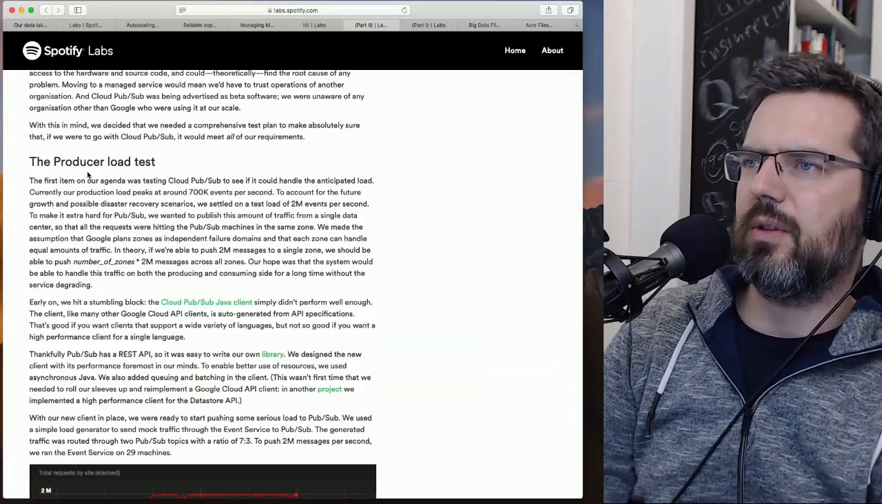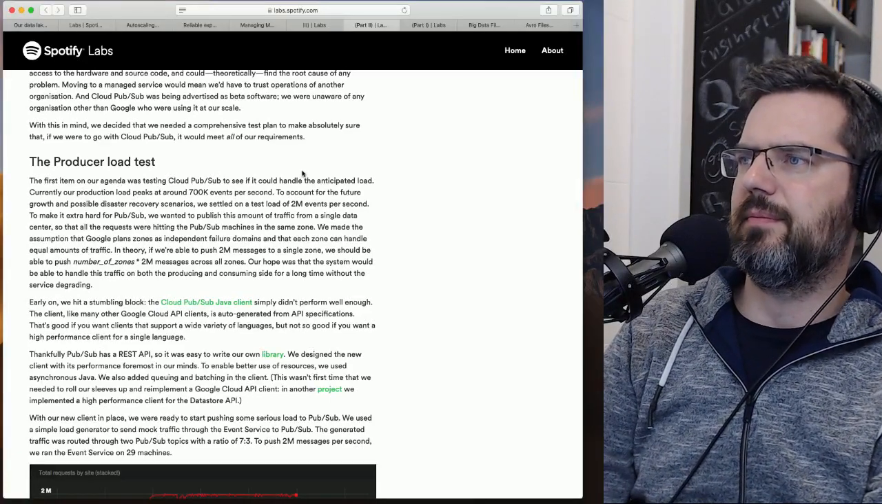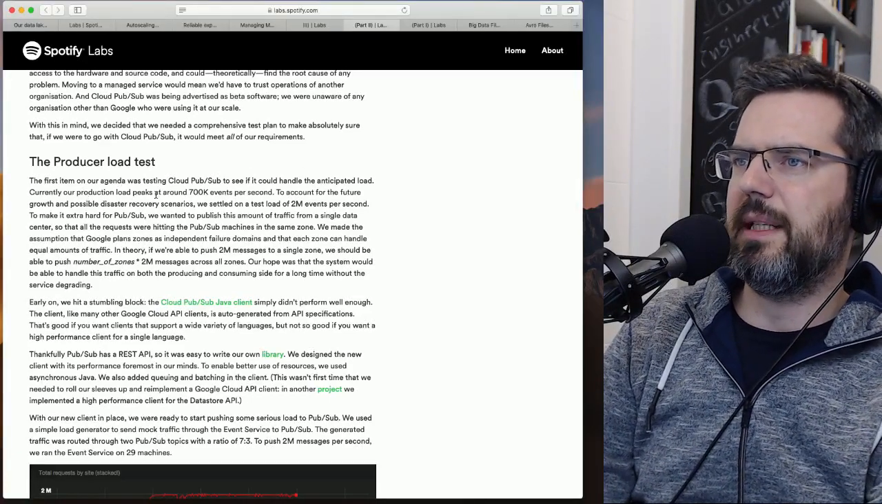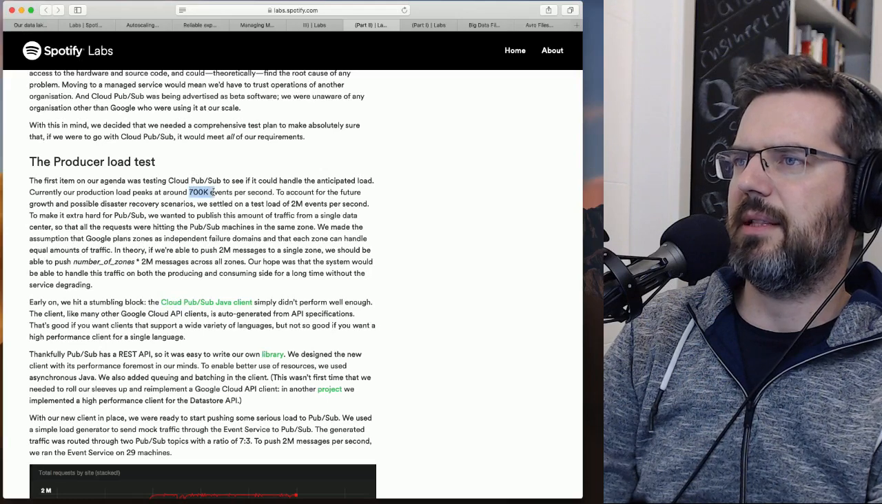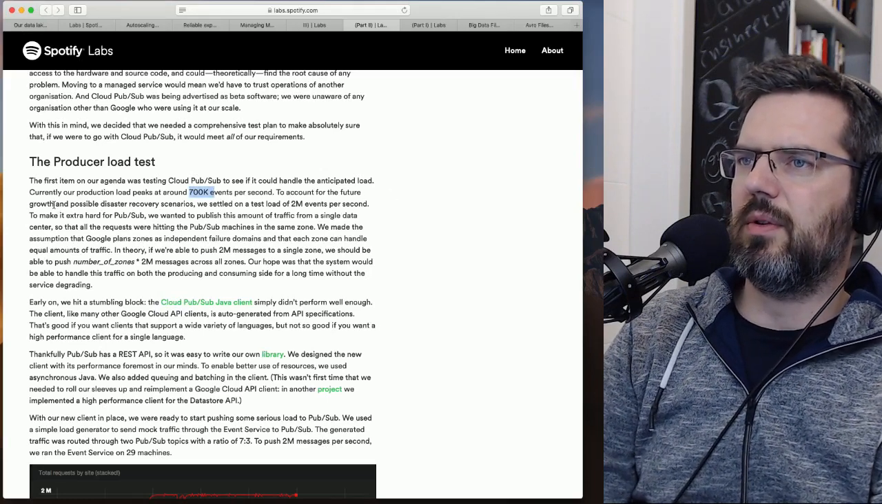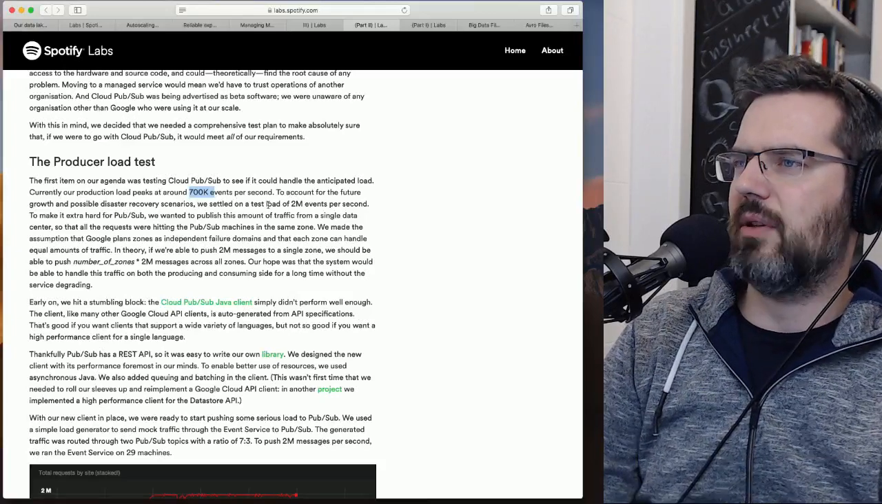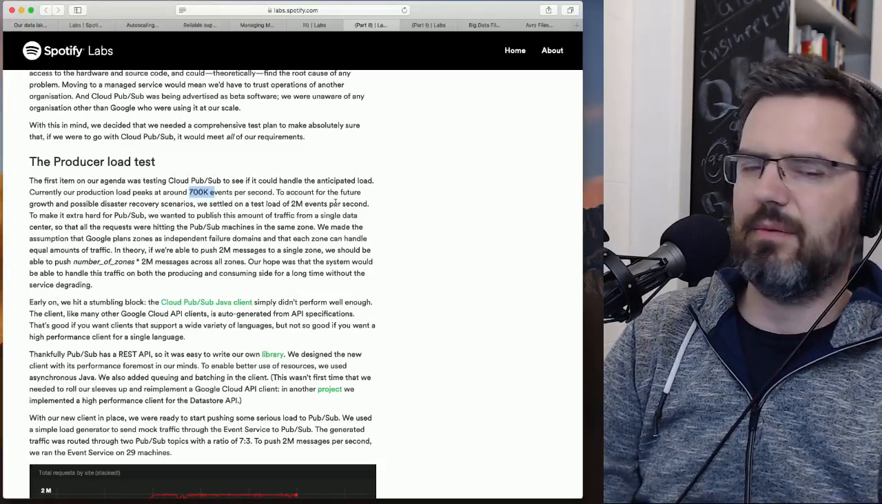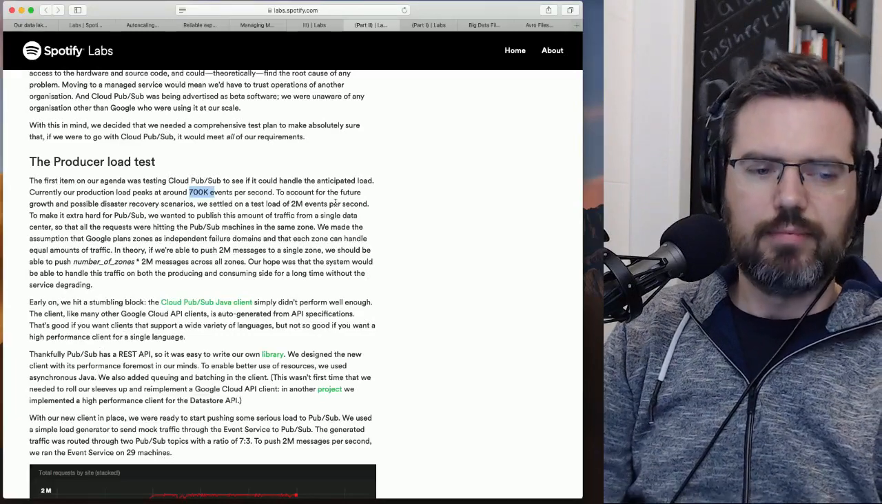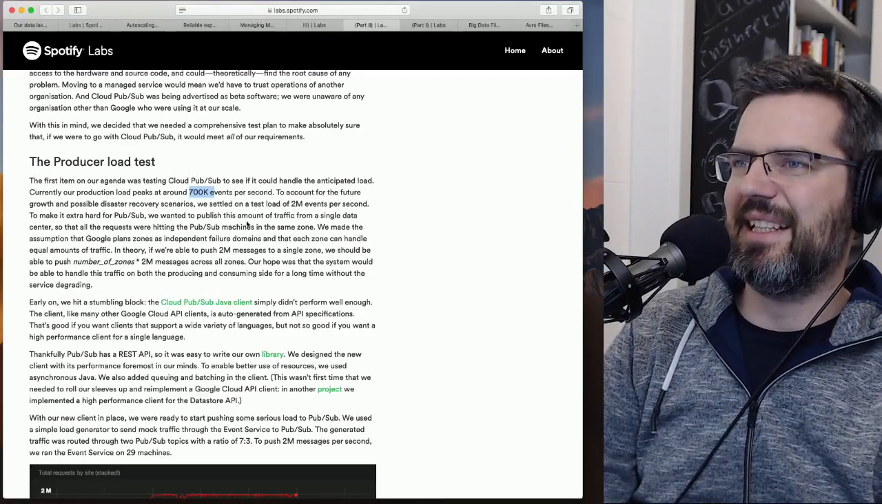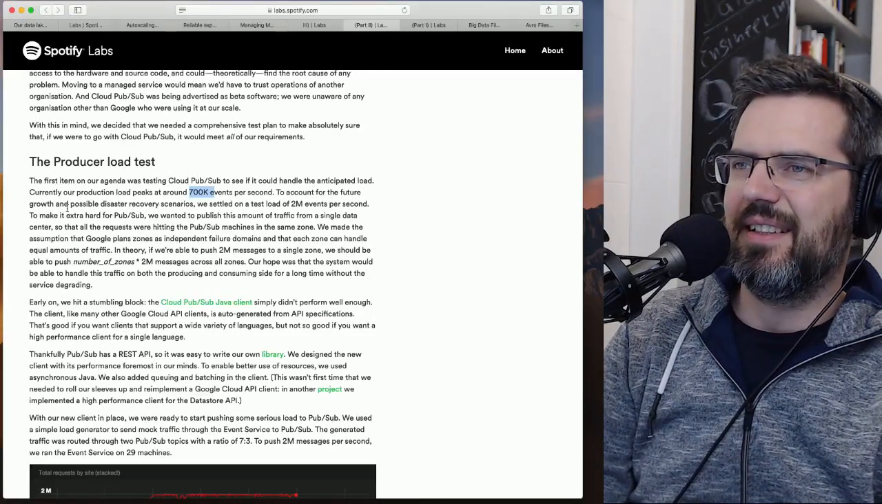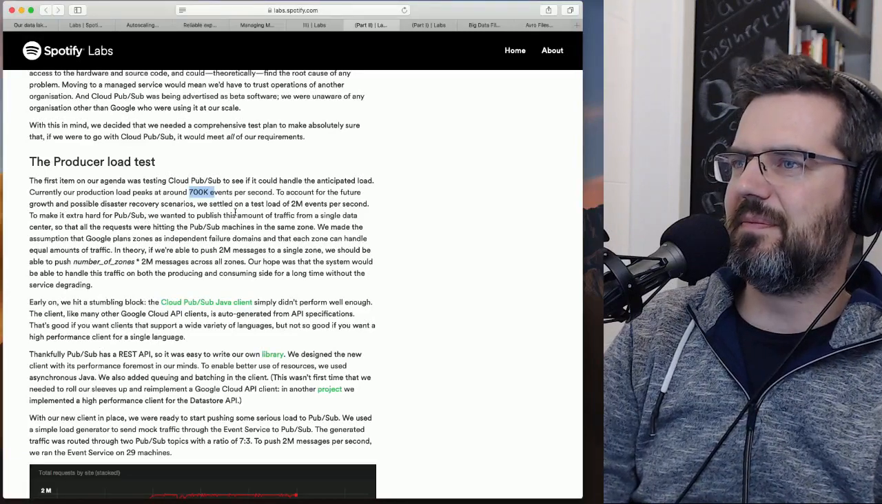So they did a load test. Currently, our production load peaks around 700,000 events per second. To account for future growth and possible disaster recovery scenarios, we settled on a test load of 2 million events per second, which is nice. That's good. That's a lot.